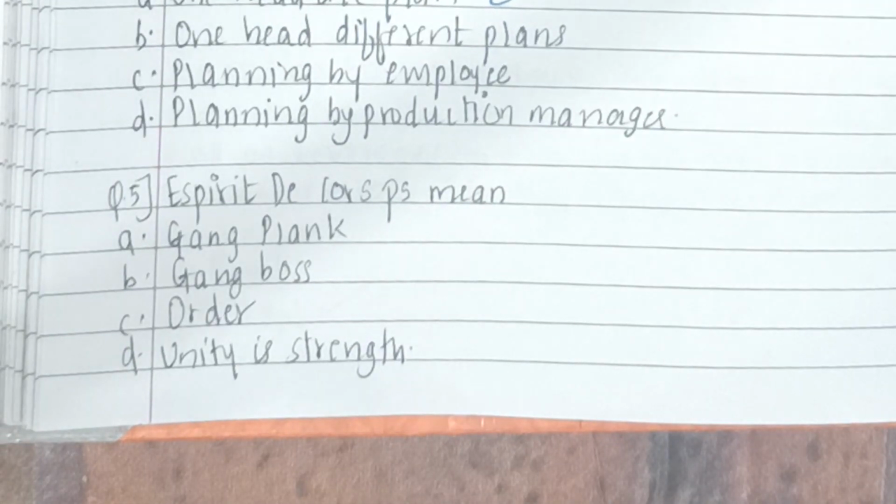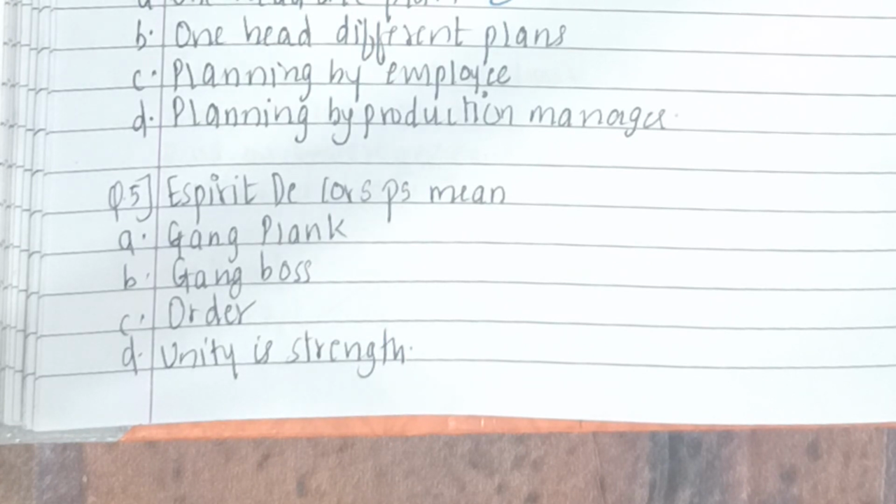Next is esprit de corps. So what does this mean? The options are gang plan, gang boss, order, and unity is strength. First of all, we should know the meaning of esprit de corps. It means unity. It is the duty of the management to promote team spirit and unity among the employees. This will be possible when the manager replaces I with we in all the conversation that he has with his workers. Whenever he does this, it will give rise to mutual trust and belongingness among the team members.